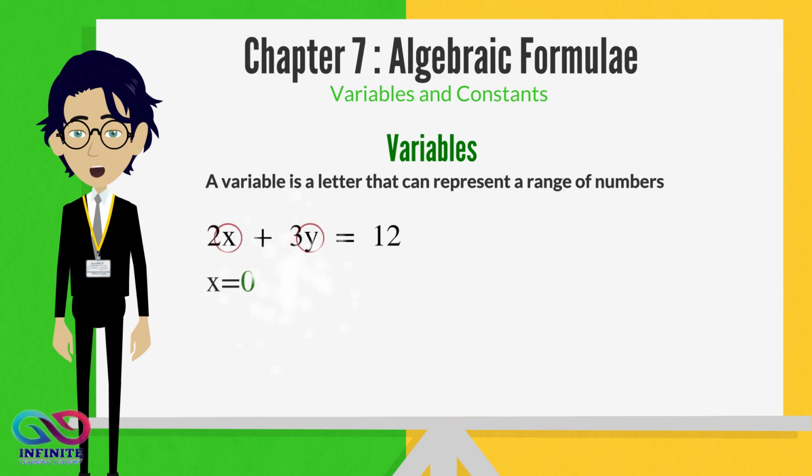x may be 0 and y may be 4, and the answer will be 12. And x can also be 6 and y can be 0. The answer will also be 12.